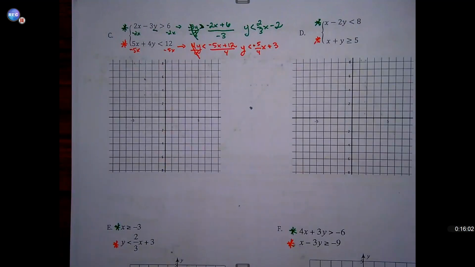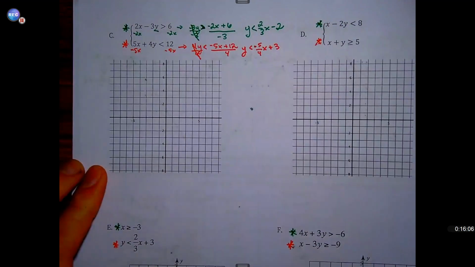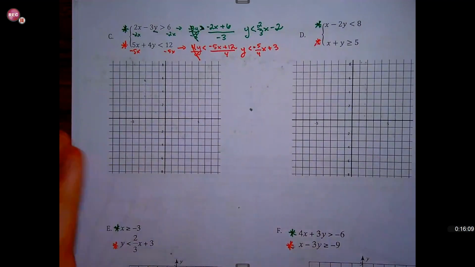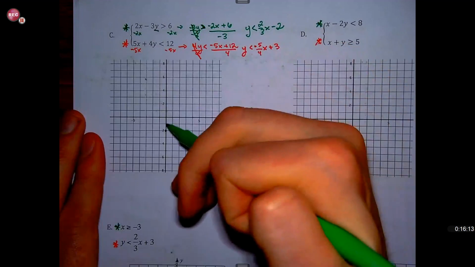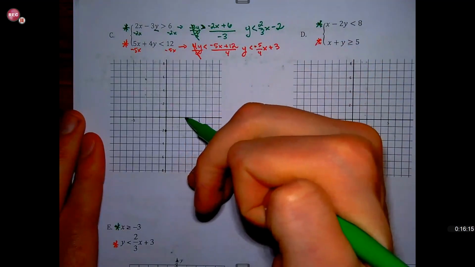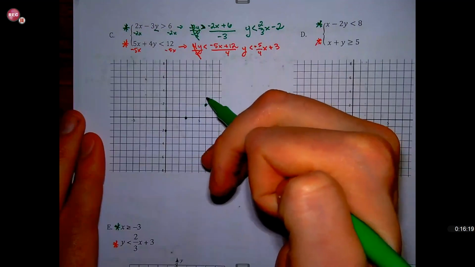So let's get to it now. First thing that I notice about this is both of these lines are going to be dashed. So just have that in mind while you're doing this. We started at a negative 2. And then I need to go up 2, right 3. 1, 2, 1, 2, 3.